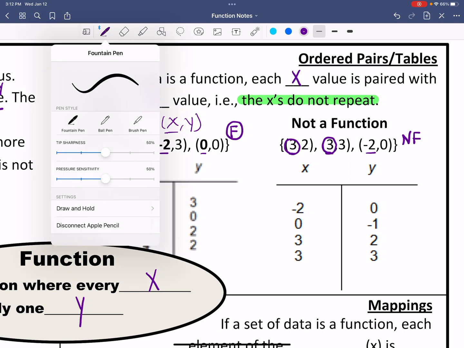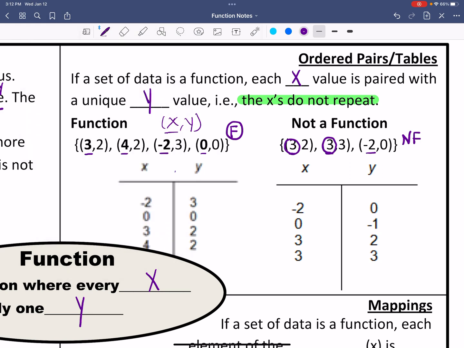Now, one thing I do want to mention is a common misconception whenever you look at your y values. If you look over here for not a function, right here I have my y value as 2, and here I also have a y value of 2. A common misconception is that people see that your y values repeat themselves, so some people would put this as not a function. But again, your y values can repeat. The only thing that cannot repeat are your x values.